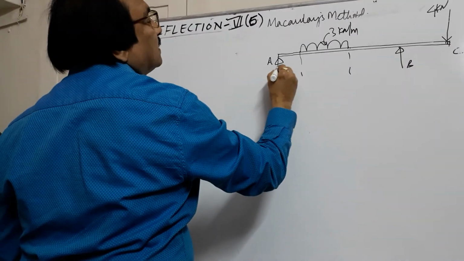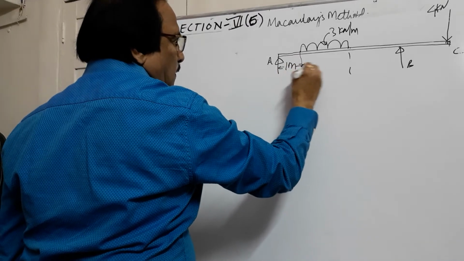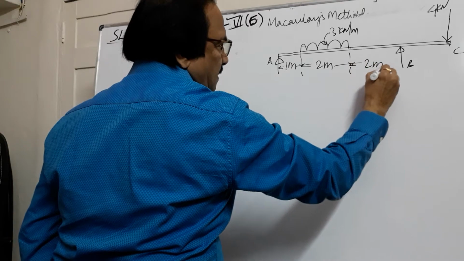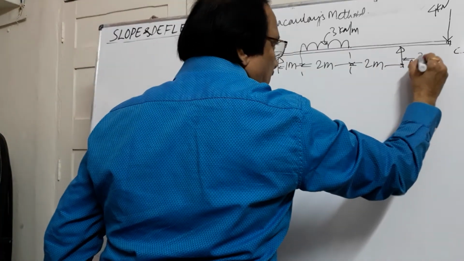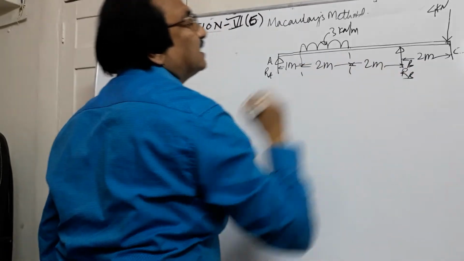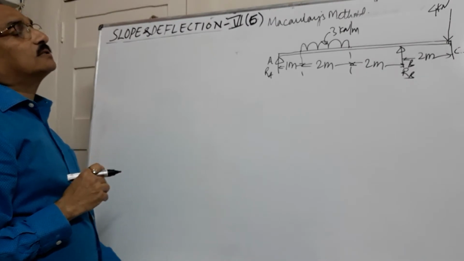Here this distance is 1 meter, 2 meter, 2 meter, and this cantilevering part is also 2 meter. So we have got two supports here, A and B. RA will be the reaction at A and RB will be the reaction at B. Whenever it is a simply supported beam, the first job is to find out the reactions.